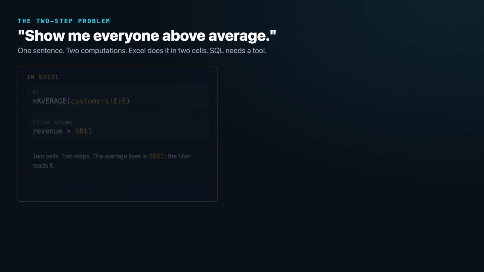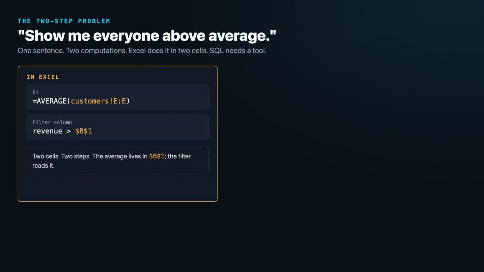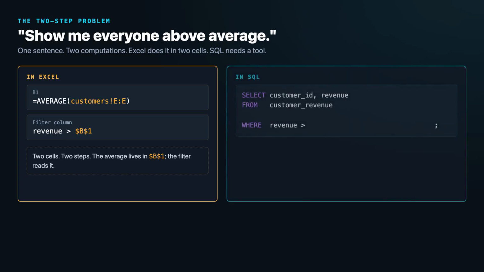The hardest gear shift coming from Excel to SQL is realizing one query can answer questions that feel like two steps. In Excel, you write the average into cell B1, then sort the column and filter where revenue is greater than $B1. Two cells, two steps, easy.